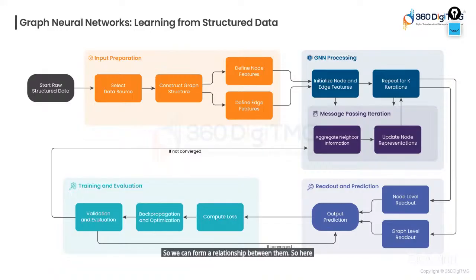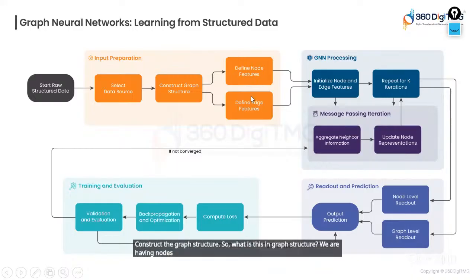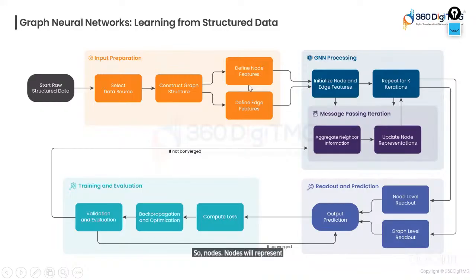So here we will construct a graph. What is in the graph structure? We have nodes and we have edges. Nodes will represent the entities, and entities means rows in the table. Edges mean the relationship, or the interaction, between the entities. So these two things we will find out from here.